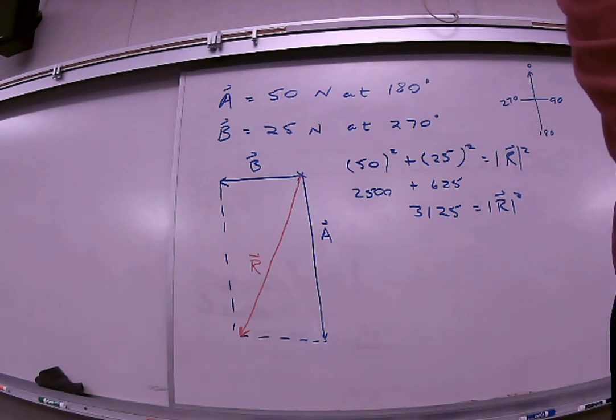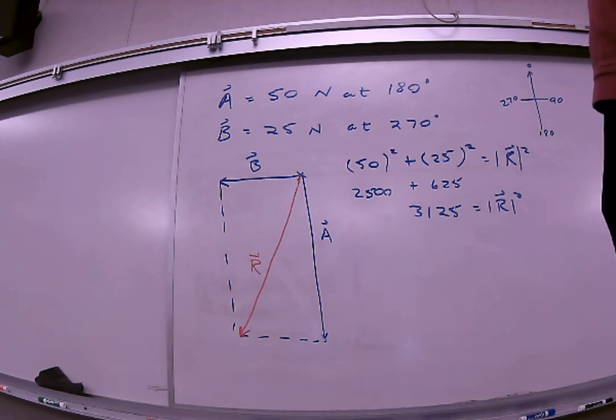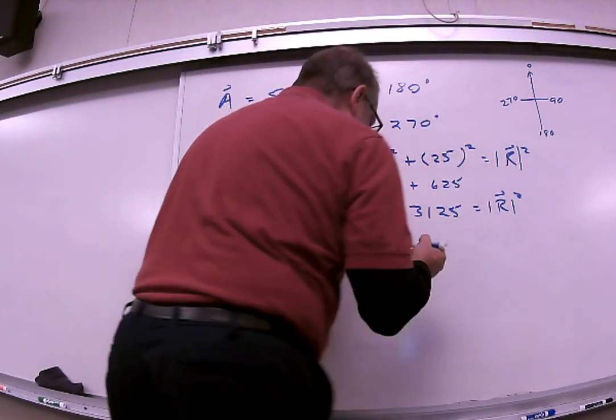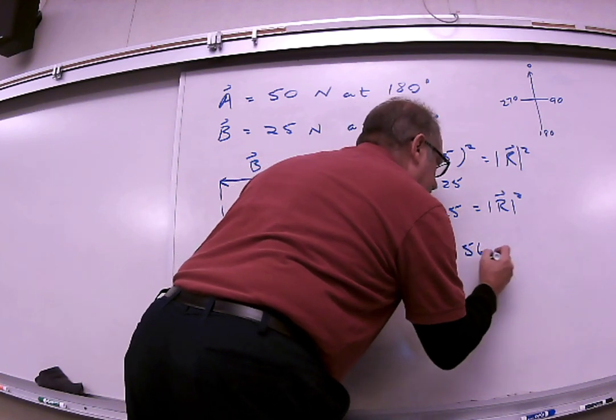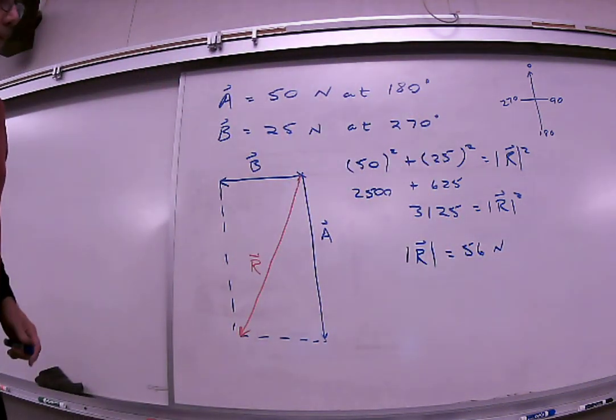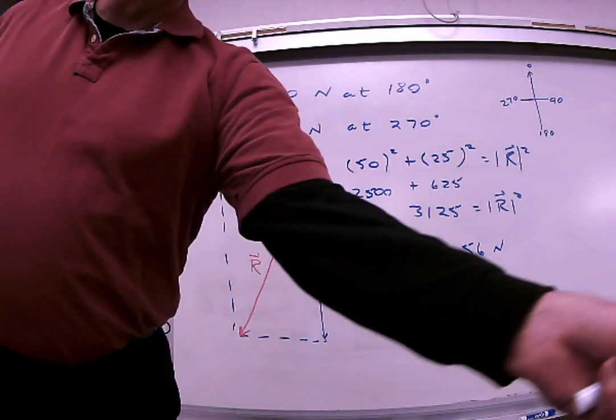Chat window time. What is the square root of 3,125? To the nearest newton, 56? Is that confirmed? Ronan got 56. Do we agree? 56, thank you. So the magnitude of R is 56 newtons.